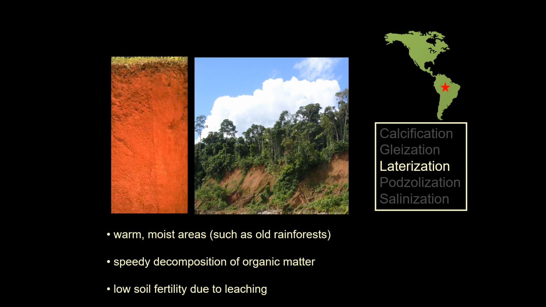Here we find speedy decomposition of organic material, lots of biological activity, relatively low soil fertility because of leaching. So there's not a lot of nutrients in the soil because most of the nutrients have been carried by gravitational water long ago. A lot of the nutrients are really in the biomass in the plants themselves rather than in the soil.